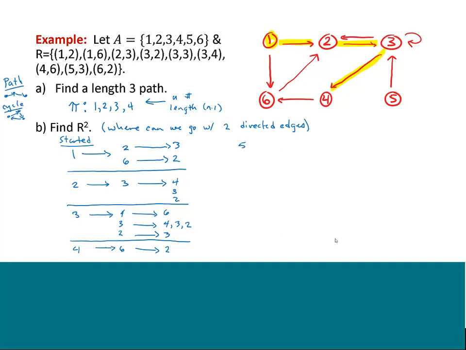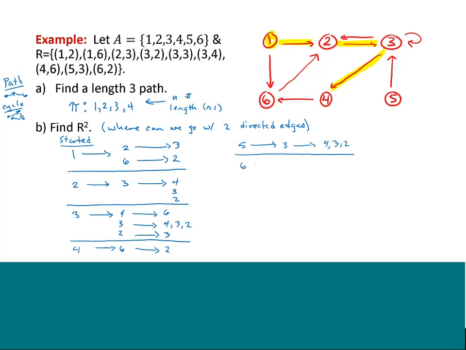All right. Now, if we start at 5, what can we do? If we start at 5, you're going to have to go to 3. It's the only option. And once you're at 3, it's the same choices that we've had before. We could go to 4, we could stay at 3, or we could go to 2, and those are your only options.